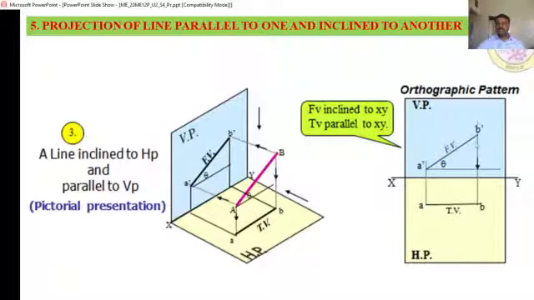Similarly, from B dash, you draw a vertical projector to meet this at B. So the other end point is also drawn. Now you just connect A and B. That will be the top view of the line in this case.